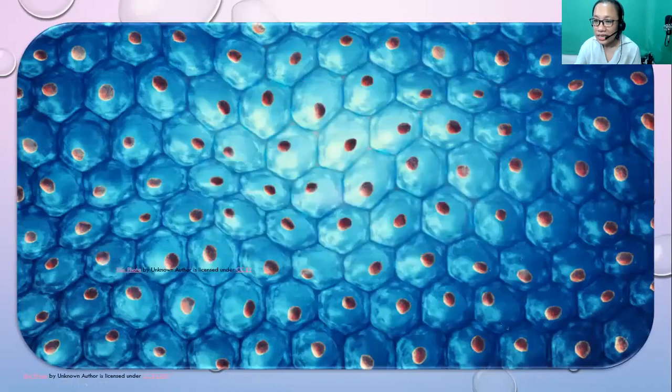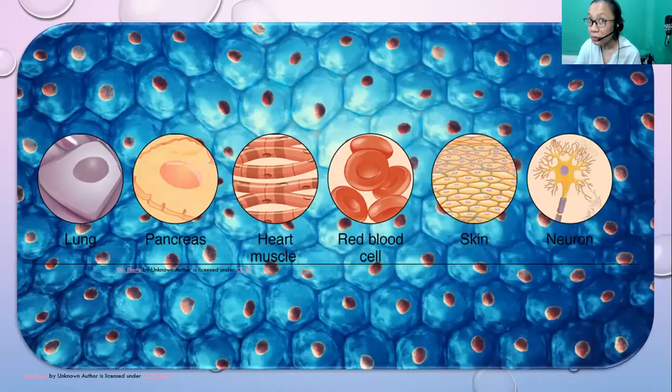All right, so again, we have approximately 37 trillion cells in the human body, and each cell has different sizes and shapes, different ingredients, different functions. So as you can see here, these are examples of the different cells of the vital organs of the body. So pag titignan nyo sila, iba't iba ang kanilang shapes. Iba't iba rin ang kanilang requirements, iba't iba rin ang kanilang function.